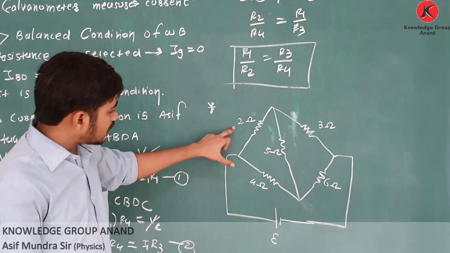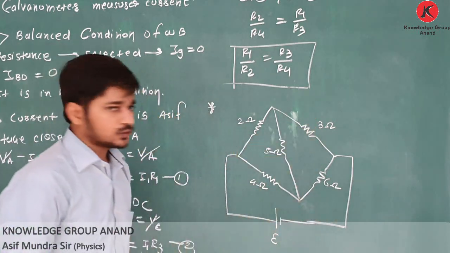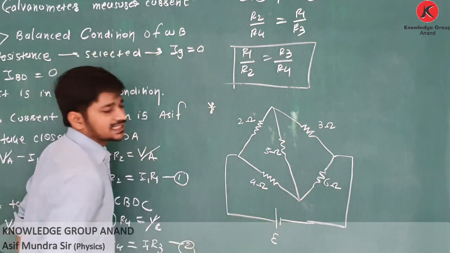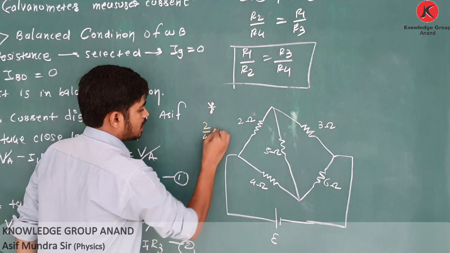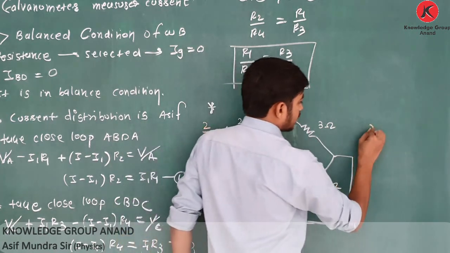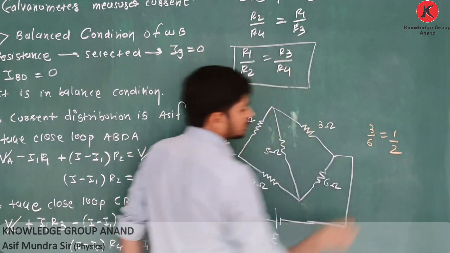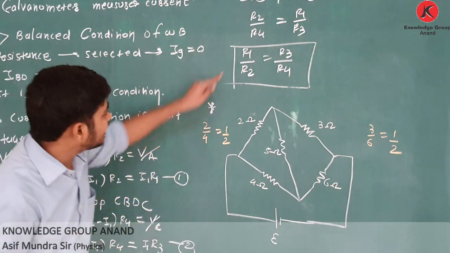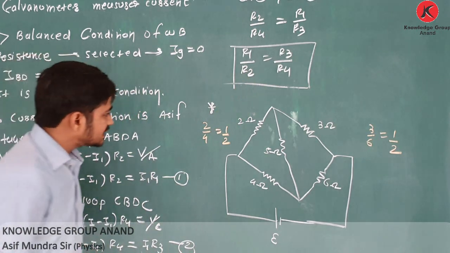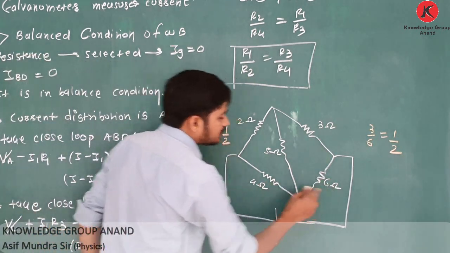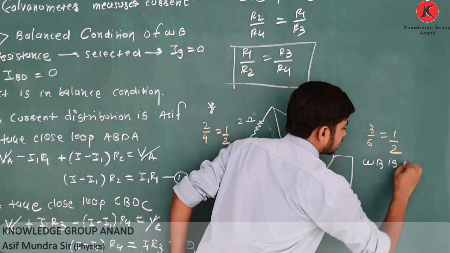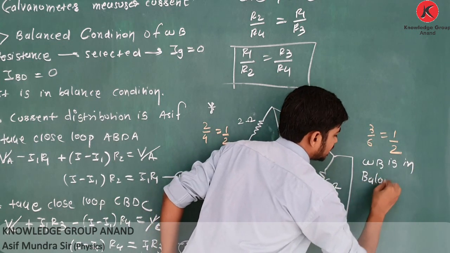Now you can call these R1, R2, R3 and R4. If you take the ratio of resistance on this side, it is 2 divided by 4, which is 1 by 2. On this side, it is 3 by 6, which is also 1 by 2. So R1 upon R2 is equal to R3 upon R4, 2 by 4 is equal to 3 by 6. This means the Wheatstone Bridge is in balance condition.